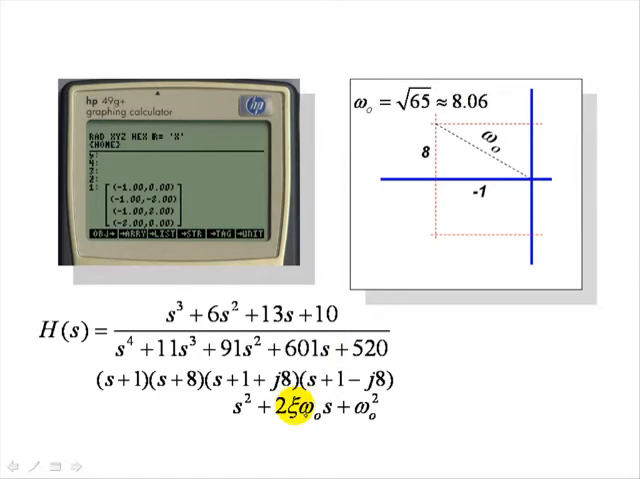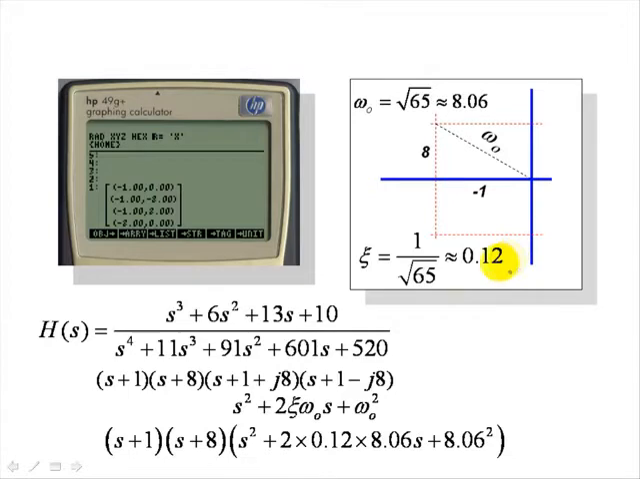Now we determine Z. The cosine of this angle, the angle between this distance line and the negative real axis. Z, the damping factor, is 1 over omega naught, 0.12. The denominator can be written like this.